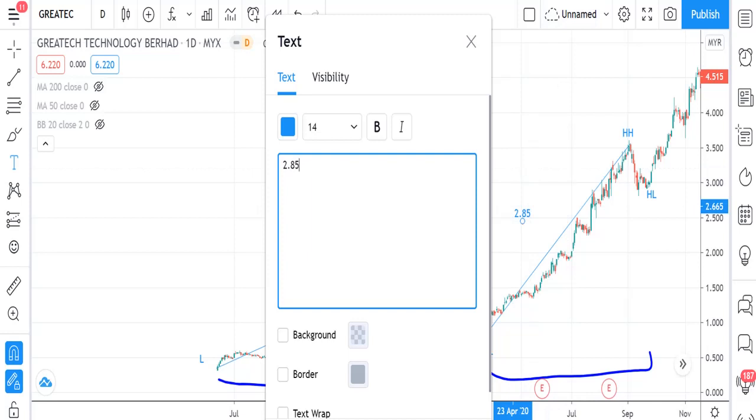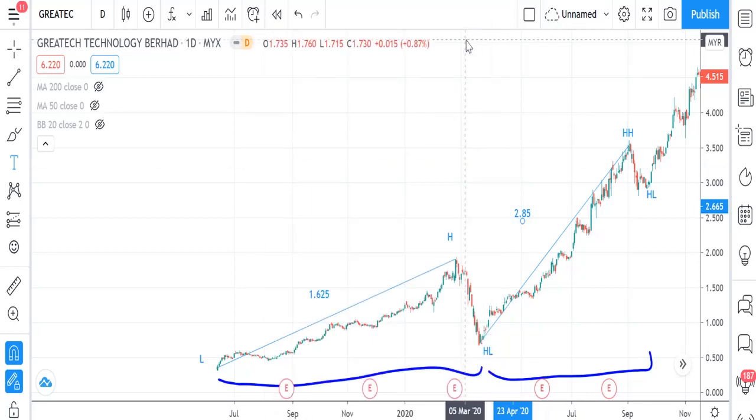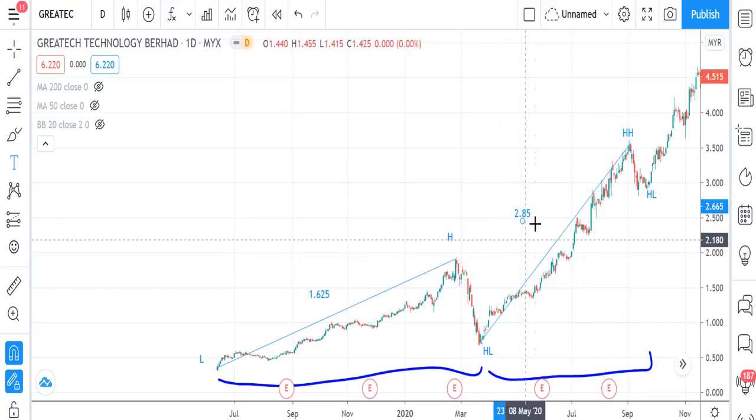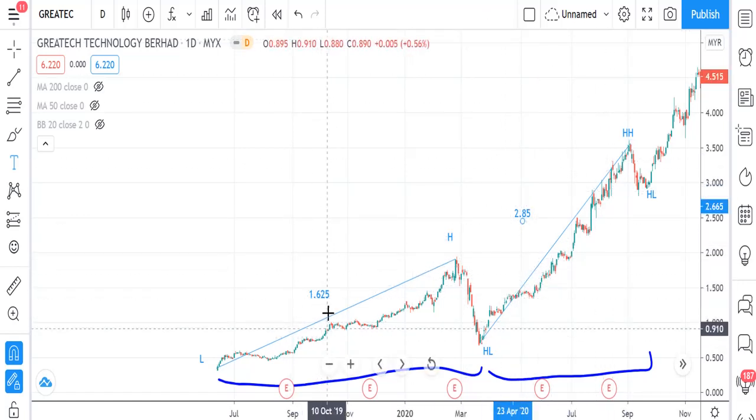2.85. Okay, there goes 2.5. So now what we notice is that in the second loop it is 2.85, whereas in the first loop it is 1.625. So the second loop has actually gone a bit higher than the first loop.